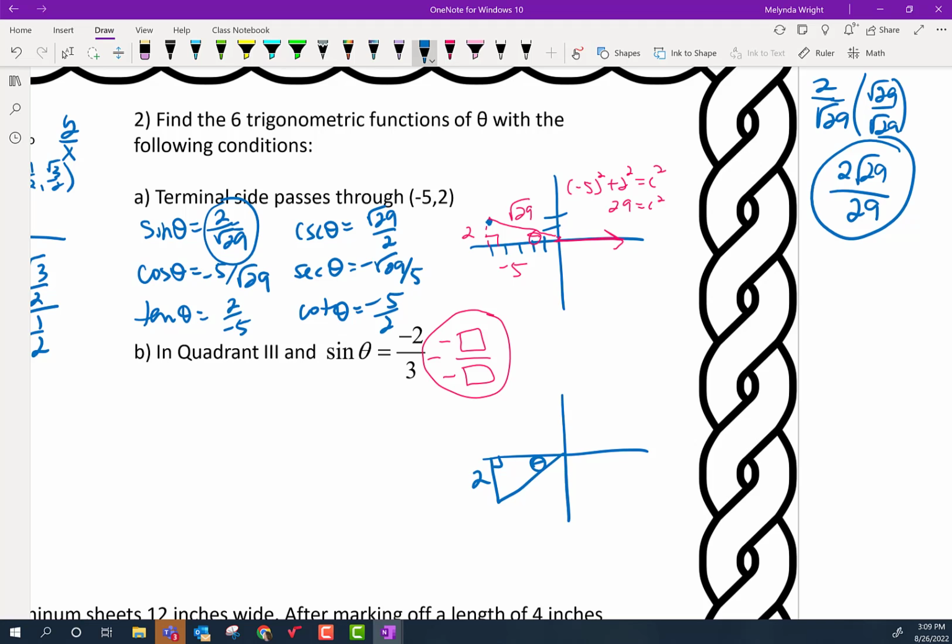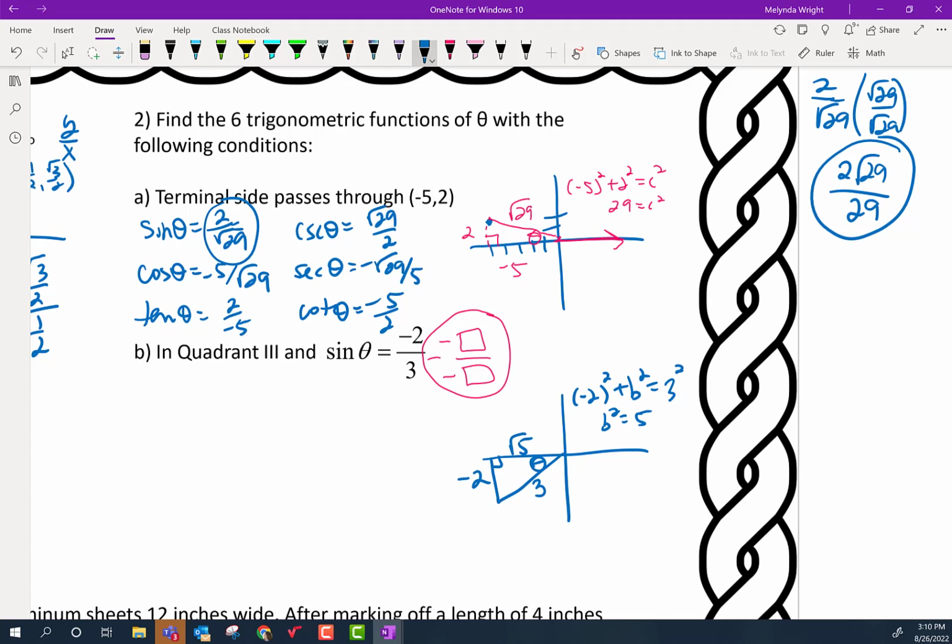So sine is opposite over hypotenuse. We know the hypotenuse can never be negative, so we know that obviously the 2 has to be negative. Okay, so to get our third side, we do our Pythagorean. So we've got -2 squared plus b squared equals 3 squared. So b squared is 9. Move the 4 over, so 5. So this is square root of 5.